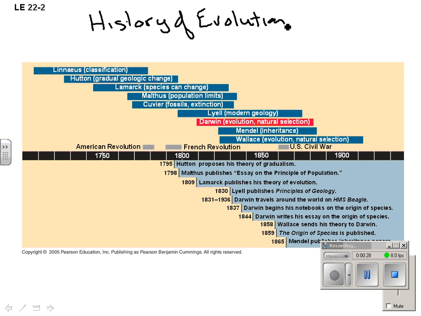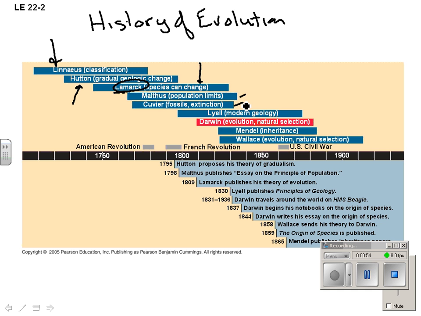back in the day, Carolus Linnaeus and his system of classification, where we could actually see that there are organisms that look alike and are different, and they're alike for certain reasons. Hutton, who said that the Earth actually has been changing gradually over time. Lamarck, who said species can change, but his idea of evolution was a little different, as we'll see.